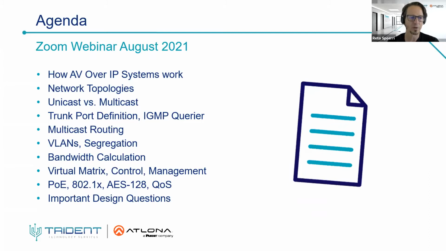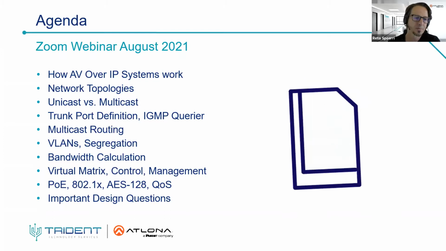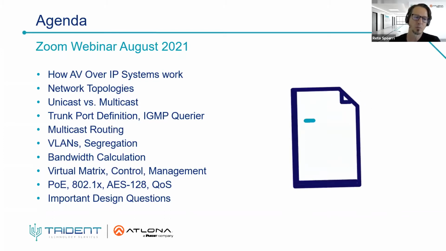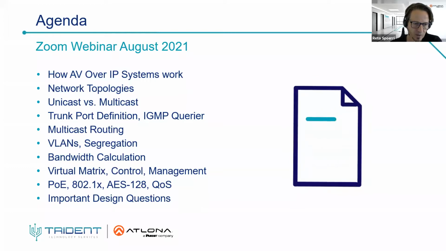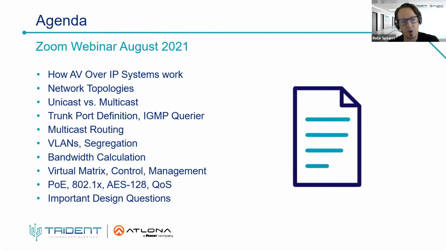Then we will talk about VLANs and segregation. So what is best practice for what kind of requirements? We will do some quick bandwidth calculation examples, not rocket science, but really basic, so you start to get a gut feeling of what is required and what kind of numbers we are talking about. What is a virtual matrix? How does control work? And where does the management take place in an AVoIP network, of course?